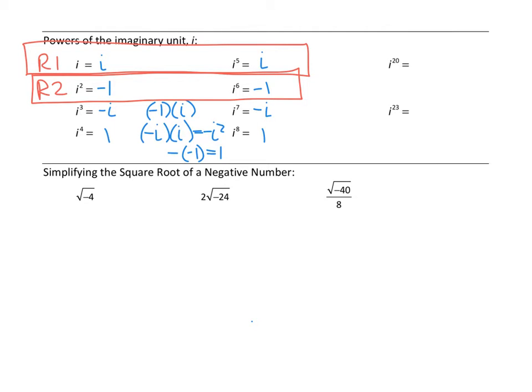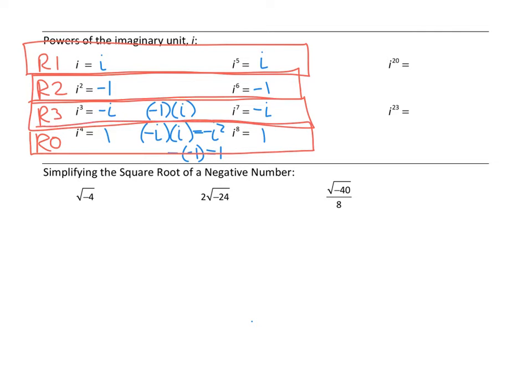If you divide the exponent by 4 and you get a remainder of 3, then you will get the same as i to the third power, which is -i. And if you divide the exponent by 4 and you get no remainder, or a remainder of 0, then it will be +1.